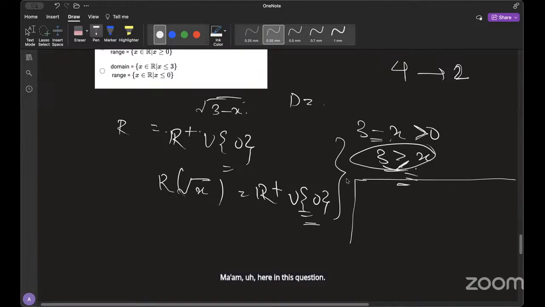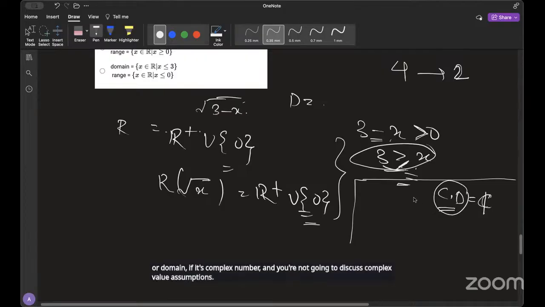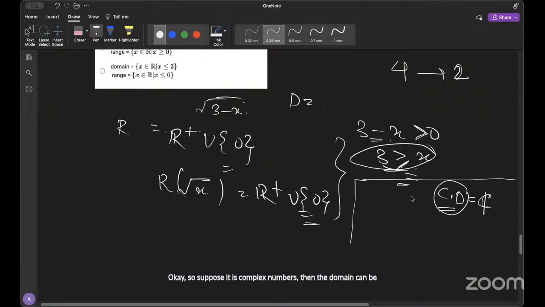Can I ask, ma'am? Yeah. I'm asking that here in this question, if the range is the set of all complex numbers, then the domain we can say is R, right? Range you don't call it, you call it codomain. Codomain, if it's complex numbers, and you're not going to discuss complex valued functions. Okay. So suppose if it is complex numbers, then the domain can be R, right?